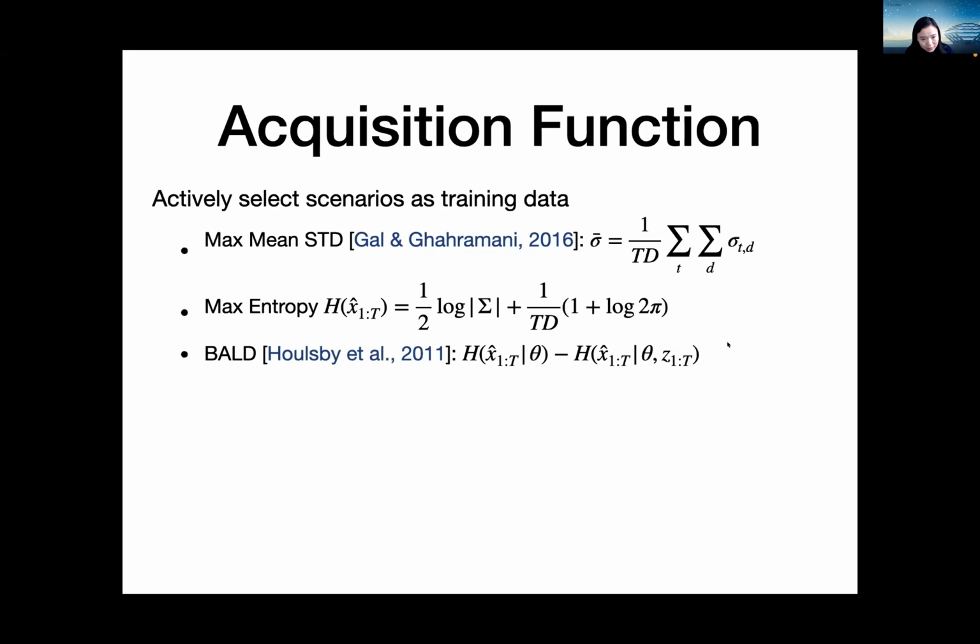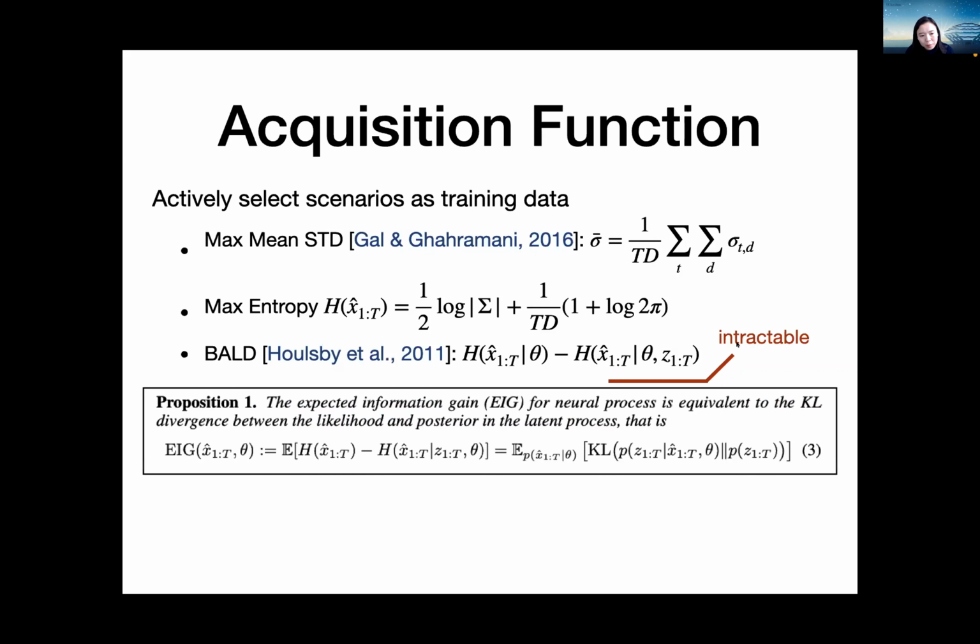So this is the information gain, right? Calculate the difference between two entropies. So with and without the latent process, how much information we're gaining. Unfortunately, in our particular model, the second term is intractable because we don't have the full-fledged posterior distribution. So instead, in this paper, we propose an alternative to information gain called the expected latent information gain in the latent space, because we can generate the latent process. And this new information-based criterion, LIG, the latent information gain, can be calculated using the KL divergence between the posterior of the latent process and the prior distribution of the latent process.